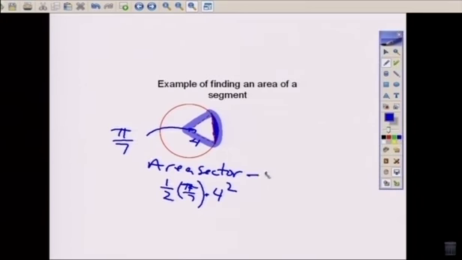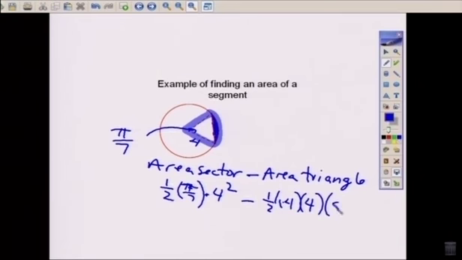And we are going to subtract the area of the triangle, which is 1/2 times 4 times 4, which is 4 squared, times the sine of pi over 7. And let's put centimeters on this. Let's use units. I didn't do that on an earlier example. So these units are in centimeters squared and centimeters squared.